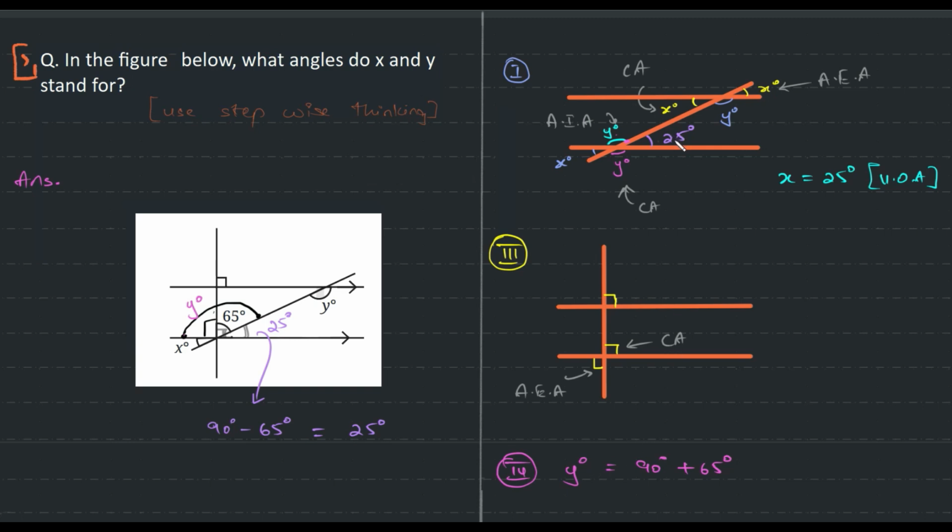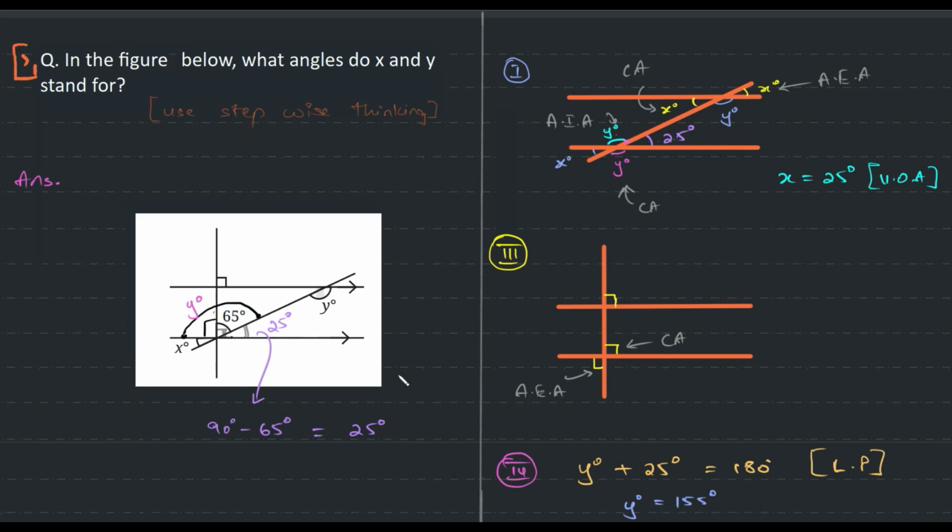Or since we know this is 25 degree, y and 25 degree are a linear pair, even that is okay. Again, there are many ways to approach this. Y degree plus 25 degree is equal to 180 degree because they are forming a linear pair. This I have taught many times. To figure out y, you have to subtract 180 minus 25. So this will be 155 degree. So y degree is equal to 155 degree.